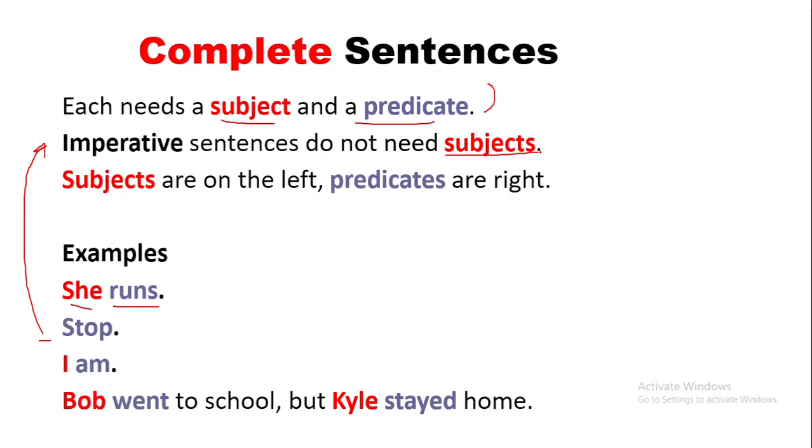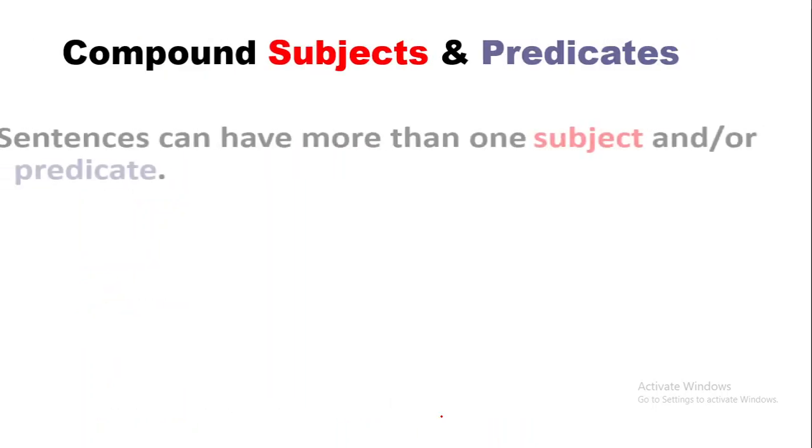Bob went to school, but Kyle stayed home. Now here Bob is the subject, went is the predicate. Similarly, Kyle is the subject and stayed is the predicate. So when you have the subject and the predicate, this means you have a complete sentence.